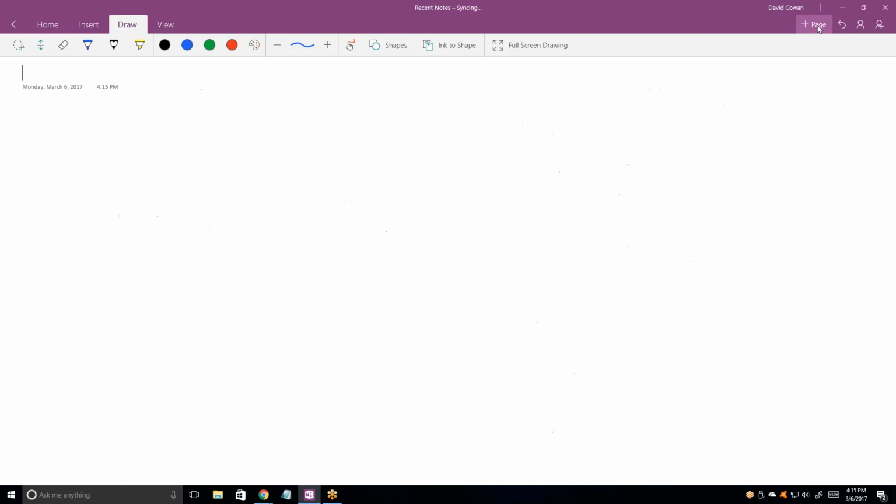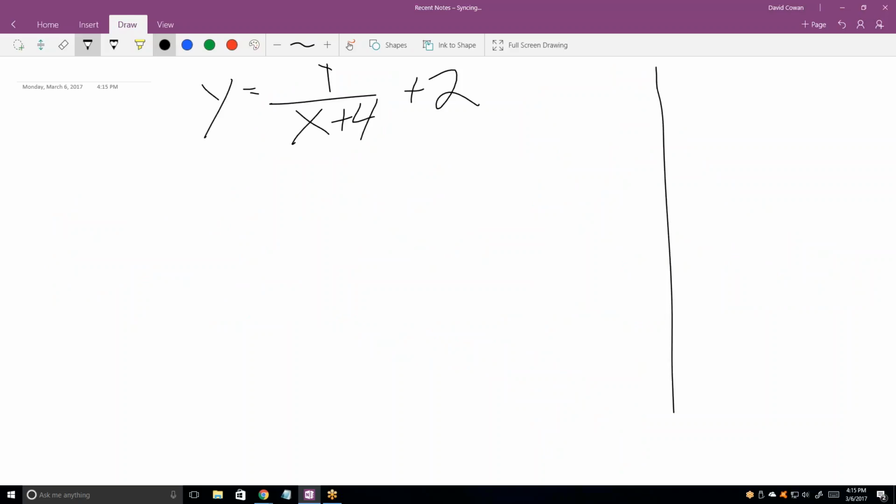So let's do one more of those at least. All right. y equals 1 over x plus 4, plus 2. Again, hyperbolic in nature. The x is in the denominator. In fact, whenever the x is in the denominator, it tends to be hyperbolic.